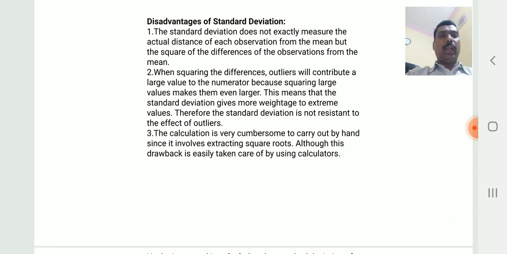outliers. The calculation is very cumbersome to carry out by hand, since it involves extracting a square root. Although this drawback is easily taken care of by using a calculator.